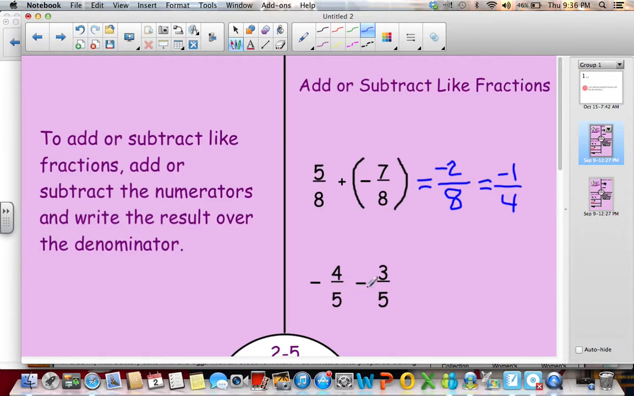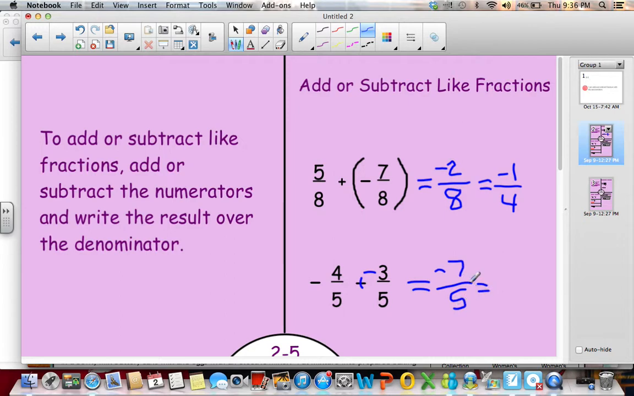Okay, negative 4/5 minus 3/5. So I keep the denominator, and then I have negative 4 minus 3. Well, I can do chop minus, so I have negative 4 plus negative 3, and I have negative 7. So now I have negative 7/5.